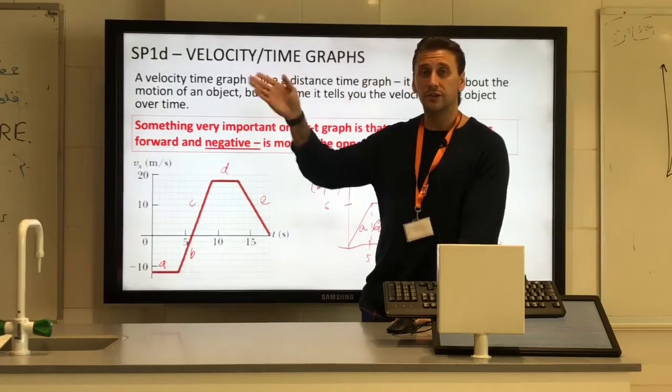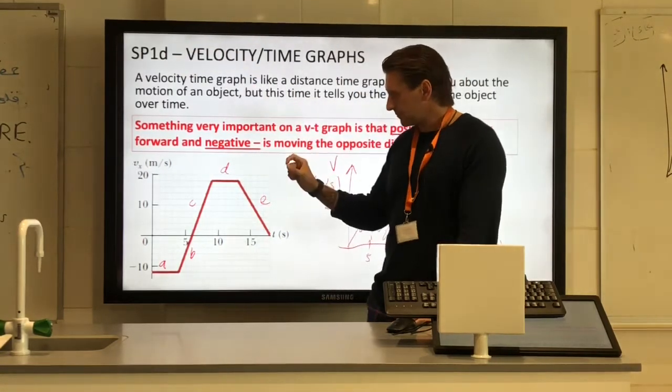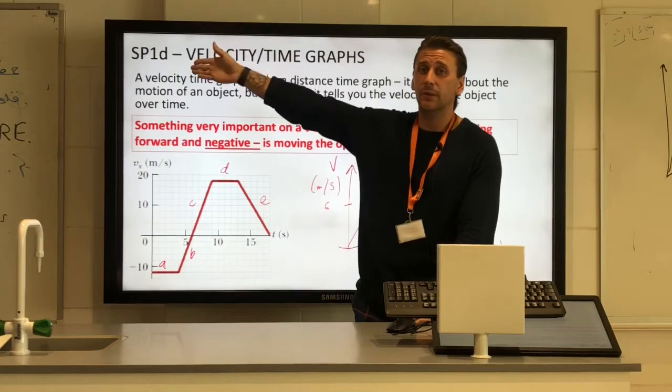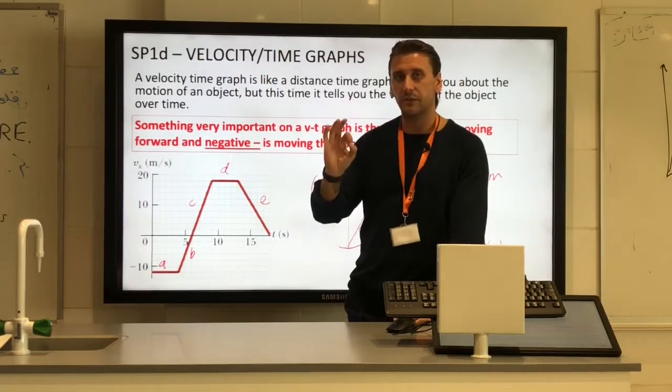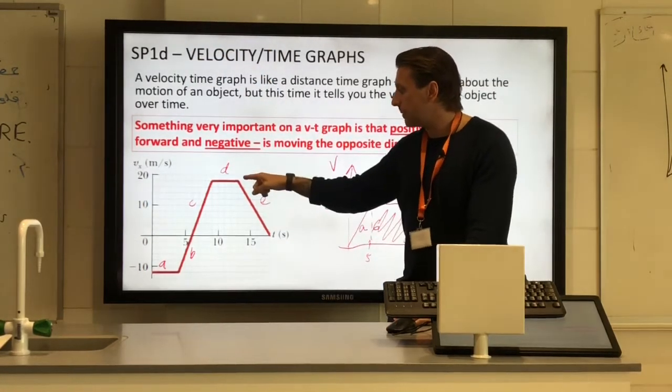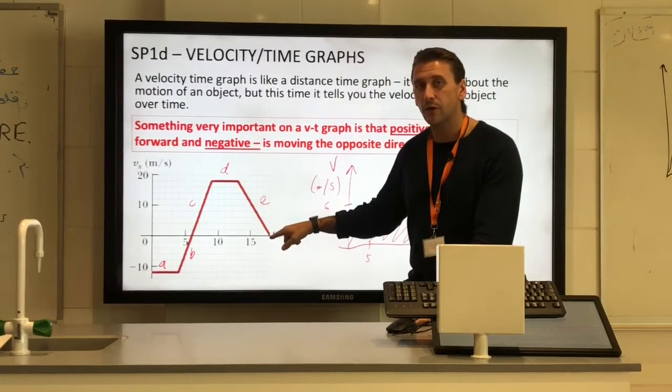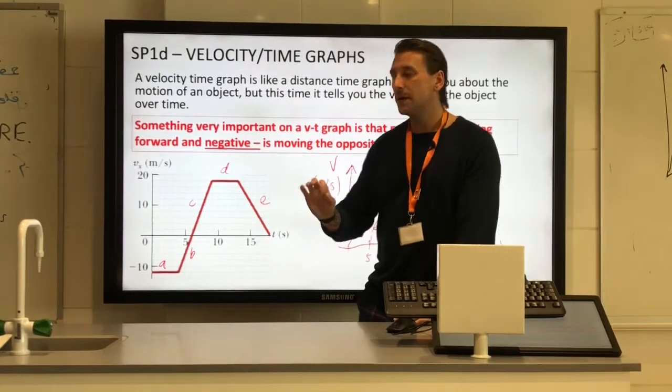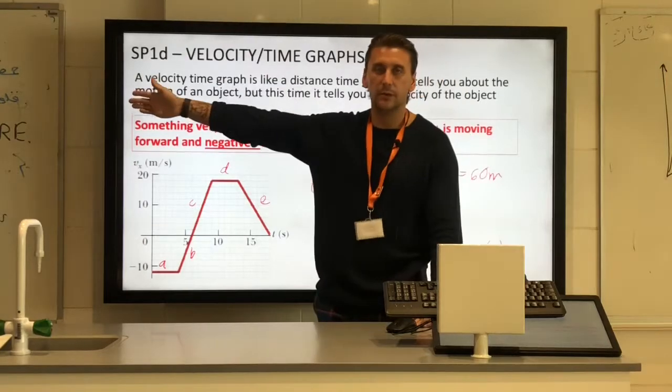D, constant velocity that way. So I'm still in the positive, meaning I'm still going this way. Constant velocity, 0 acceleration. And E, remember I'm coming from 18 back to 0, so I'm decelerating but I'm still in the positive, so I'm still going that way.